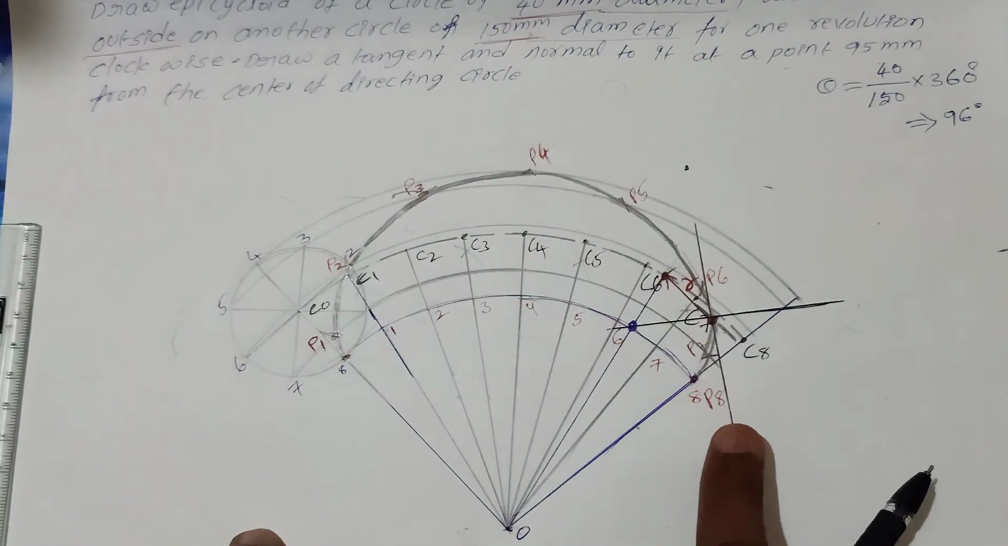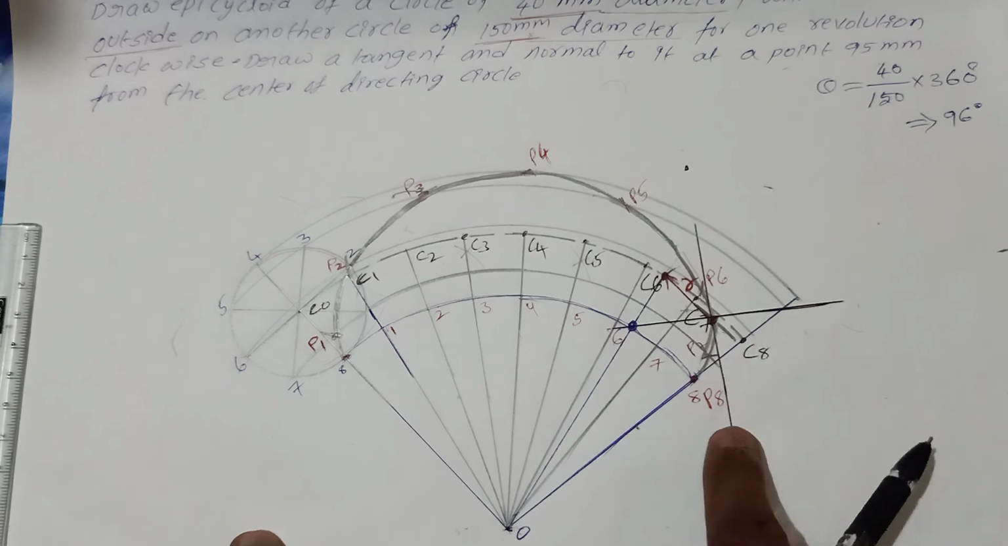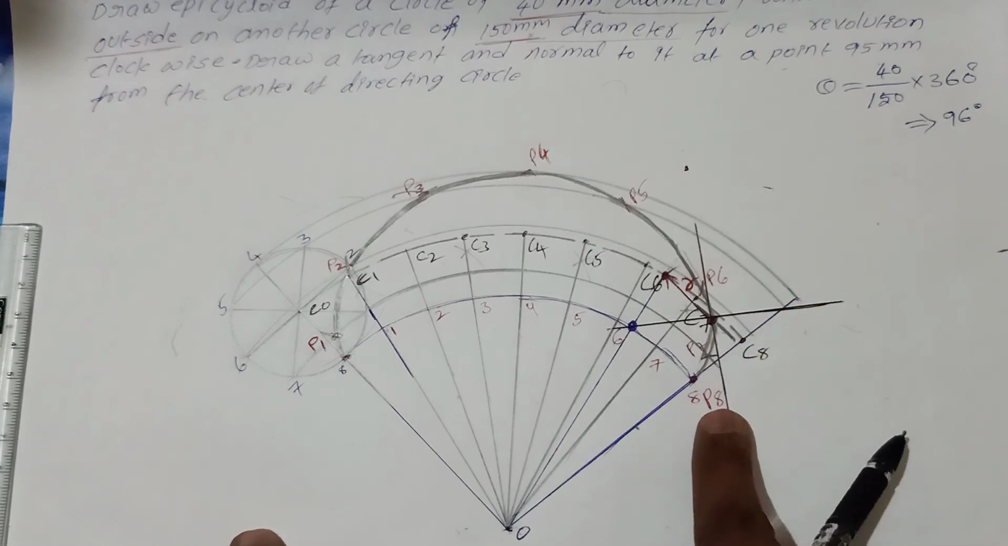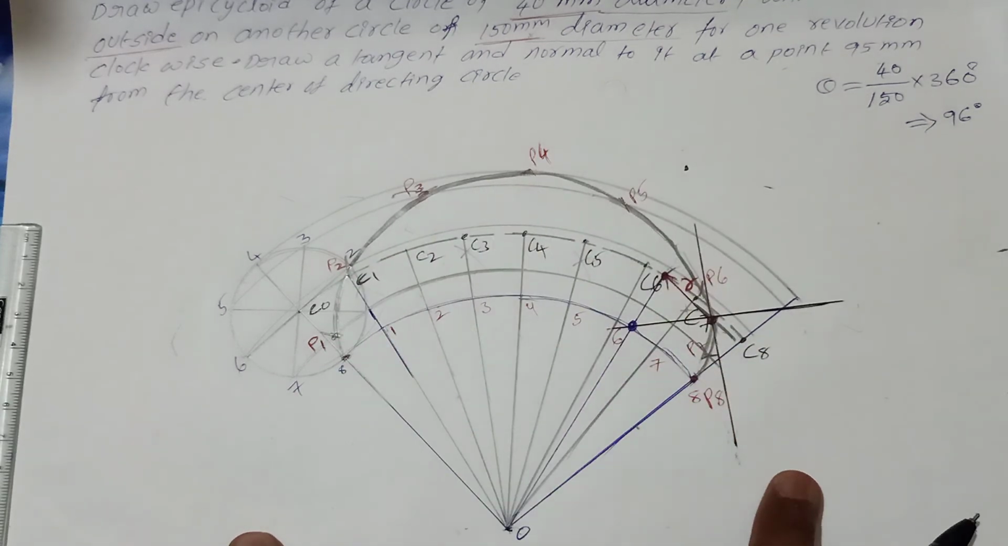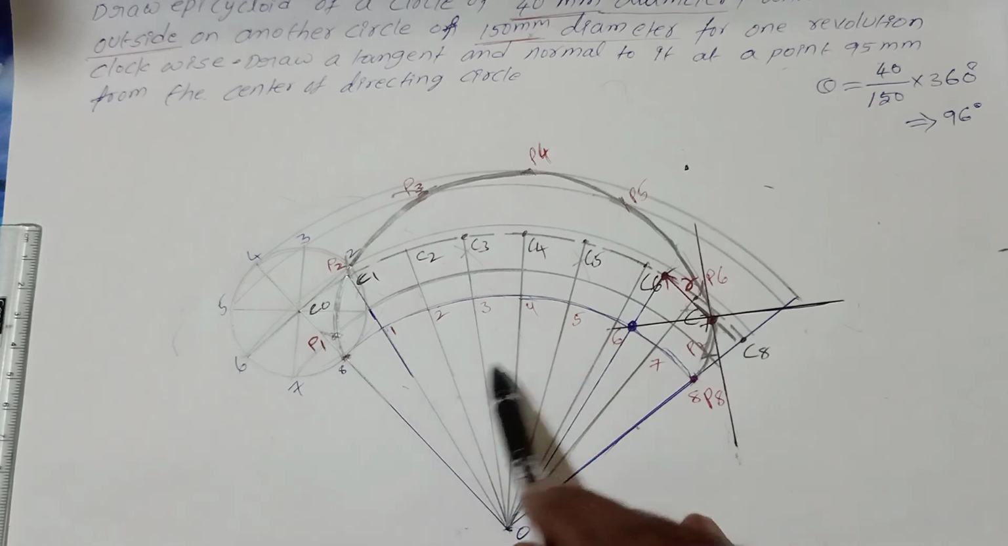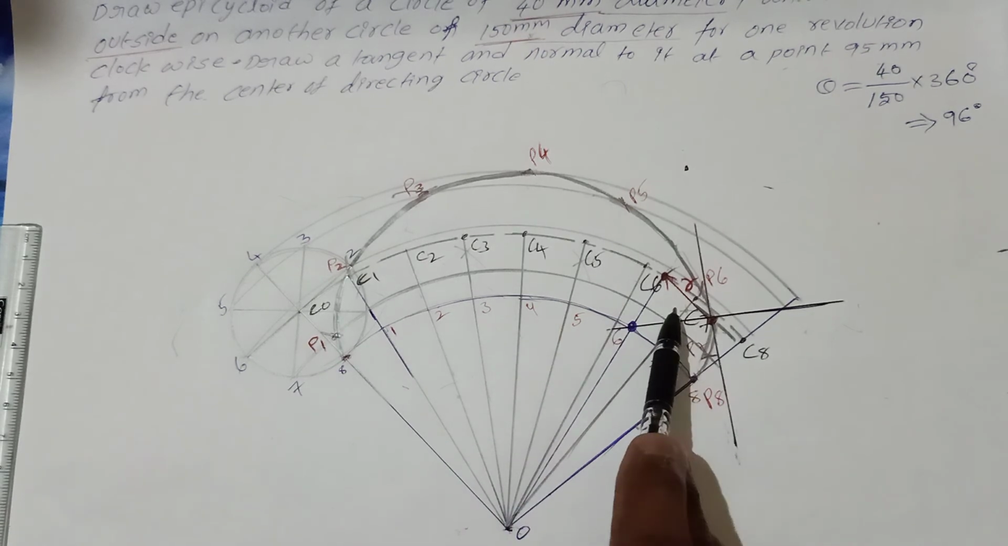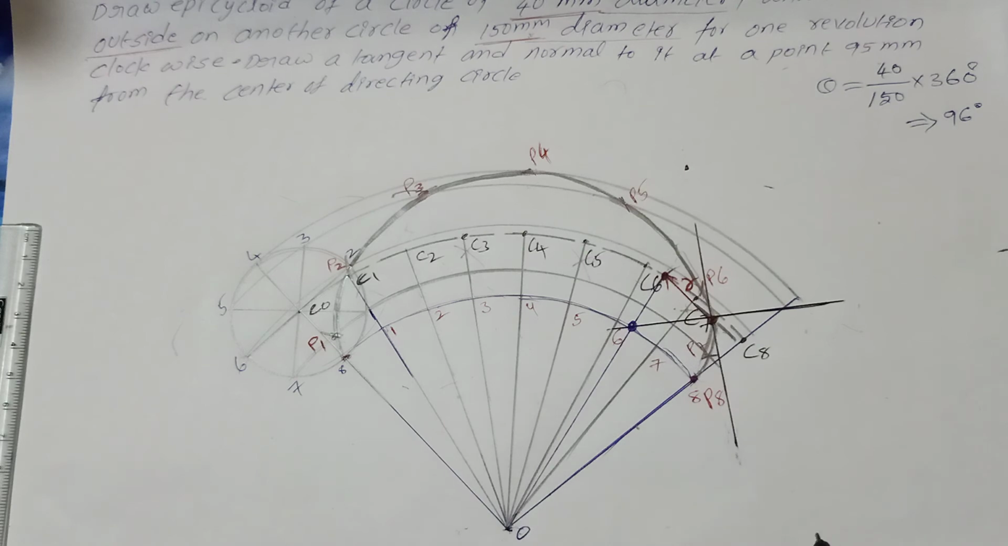Sir, dark? Yes, tangent and normal are dark, always. The curve is dark. This sector is medium, the circle is medium. All the division lines and all the curves are thin lines.